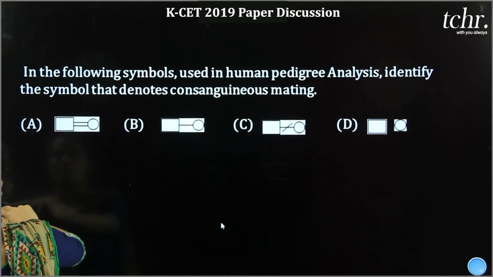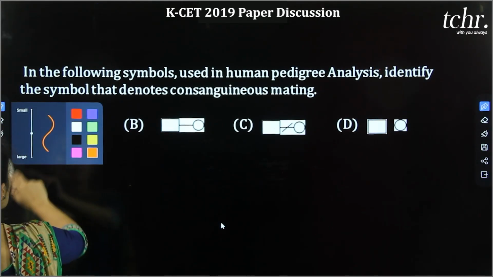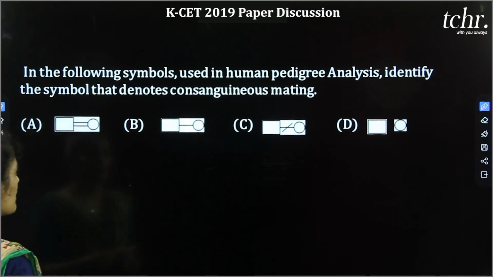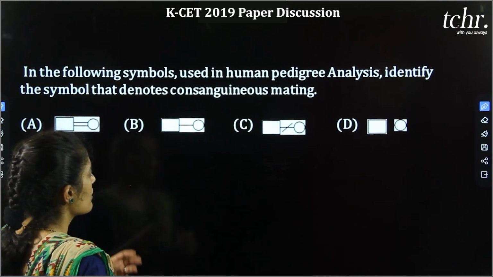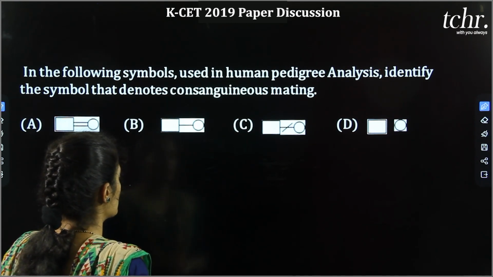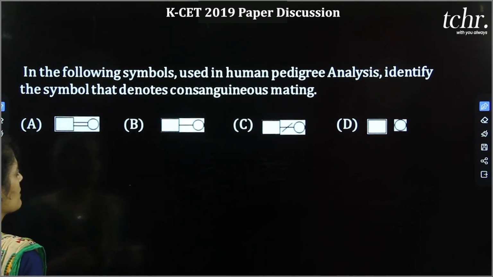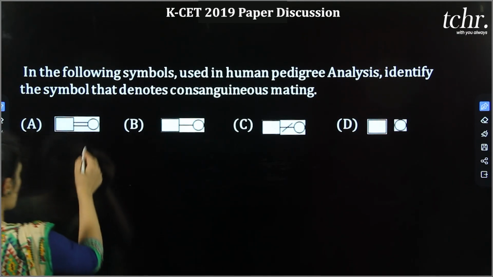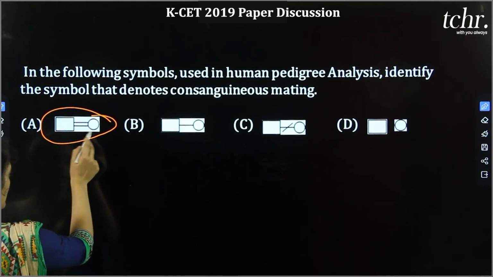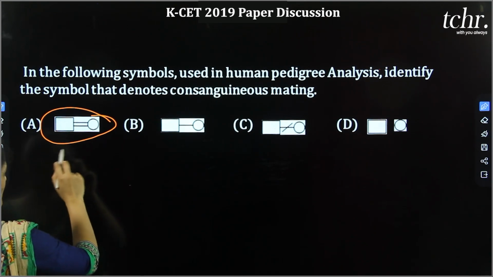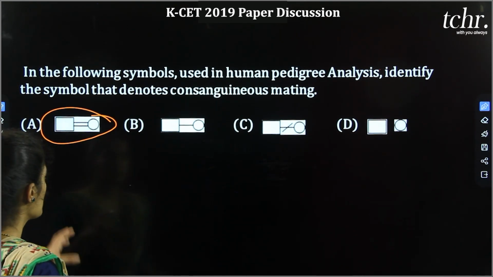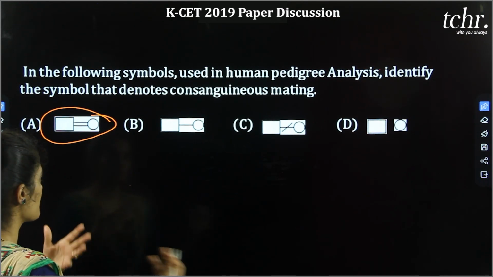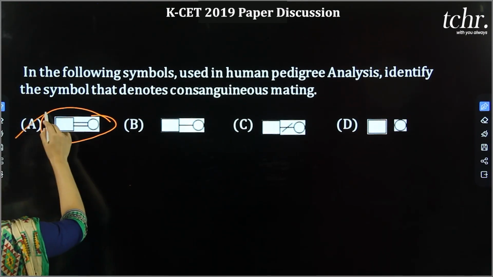Next, see, which of the following symbols used in human pedigree analysis identify the symbol that denotes consanguineous marriage, that is, the marriage that is between the relatives. A, B, C and D. When there is a double line between the male and female, it is actually indicating that it is the mating or the marriage that is between the relatives. So A is the correct option.